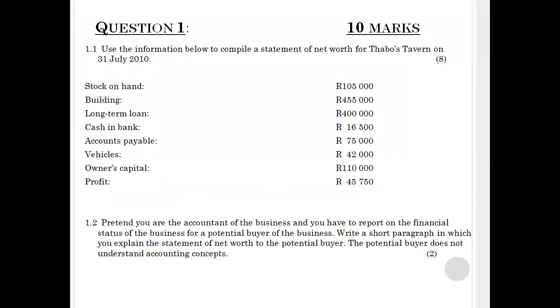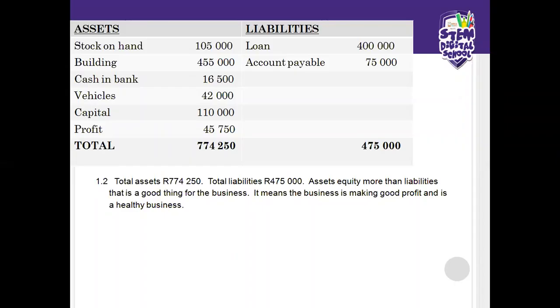And then the last one in the list is a profit of 45,750. That will also go under assets, because profit is money. So under assets, profit 45,750, another mark there. And now you can count. That will give you 8 marks in total.